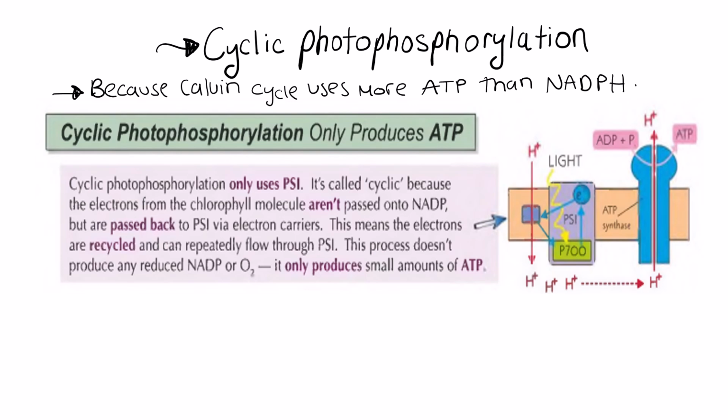It only uses photosystem 1, and it's called cyclic because the electrons from the chlorophyll molecule aren't passed on to NADP, but they are passed back to photosystem 1 via electron carriers. This means the electrons are recycled and repeatedly flow through photosystem 1. This process does not produce any reduced NADP or O2. It only produces small amounts of ATP so that the amount of ATP and NADPH can be balanced when the Calvin cycle occurs.